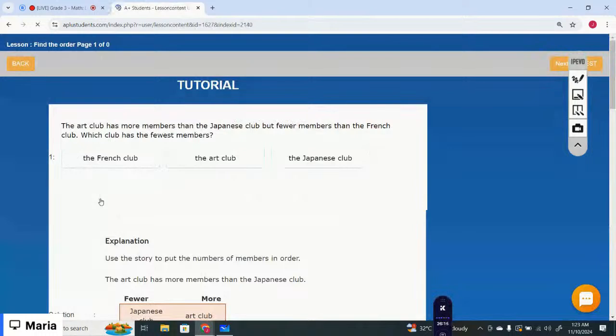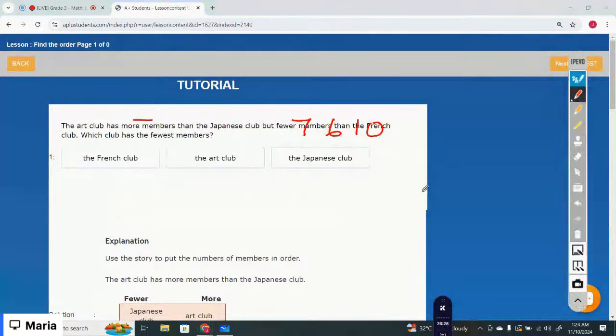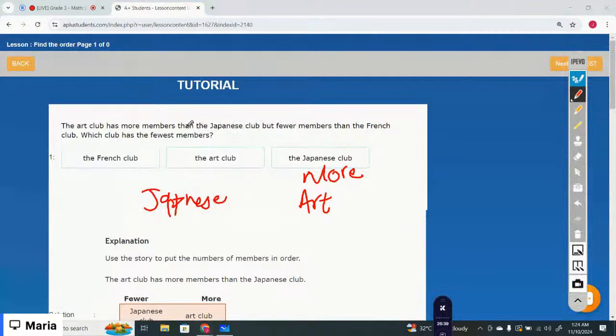Okay, so let me just read the question carefully, then you can find your answer. The art club has more members than the Japanese club, right? So art club has more and Japanese have less. But the art club has more members than the Japanese club, but fewer members than the French club. Okay, now the but, if you don't have the name after the but, you are given from which one, that means the art club it is.